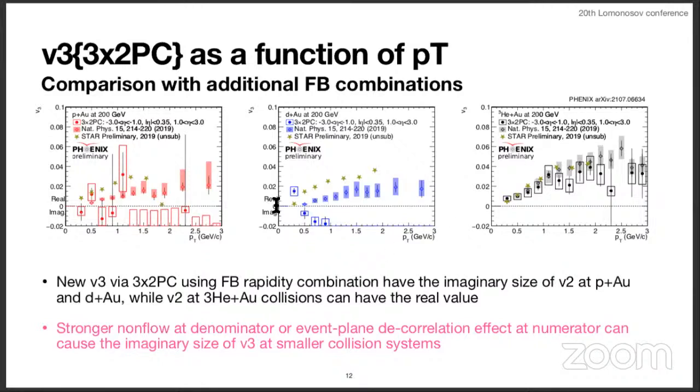Which means that it seems like the stronger non-flow effects at the denominator, or event plane decorrelation effects, are working at the numerator, so that it can cause the imaginary size of the V3 at the smaller collision systems like p+Au and d+Au. And as you can see here, the differences between the two V2s are suppressed by the helium-3+Au multiplicities, which means that in the helium-3+Au case, it seems like the flow factorization is kind of recovered.